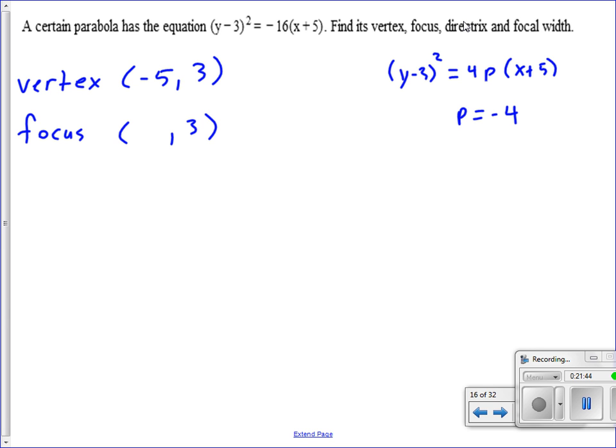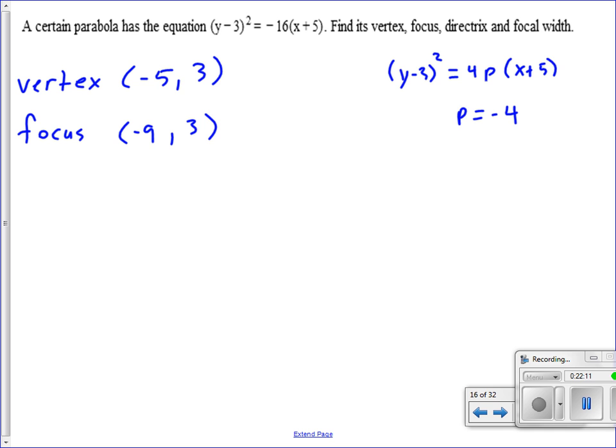Okay? It's going to the left. So we need to move from the vertex, we need to move that x coordinate 4 to the left. So if it's at negative 5 and we go 4 to the left, it's going to be where? 4 to the left from negative 5? Negative 9. Everybody understand that? Negative 9. Everybody see what's happening?